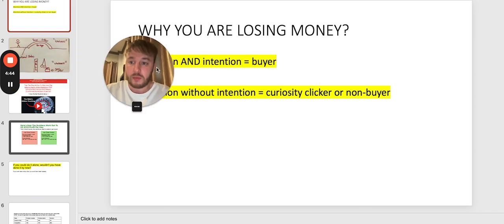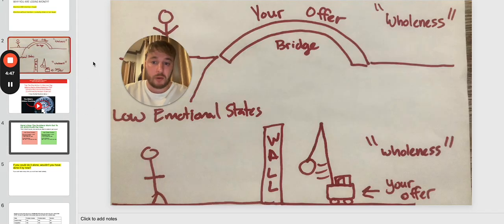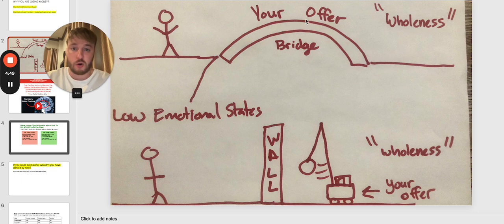All right, and you can see over here, right? How does it work? Look, this is your offer on ClickBank, let's say. And this is the bridge or gap. There is something missing: the wholeness, the feeling, emotion, right? Your ad is over here. This is you, your offer, and wholeness.